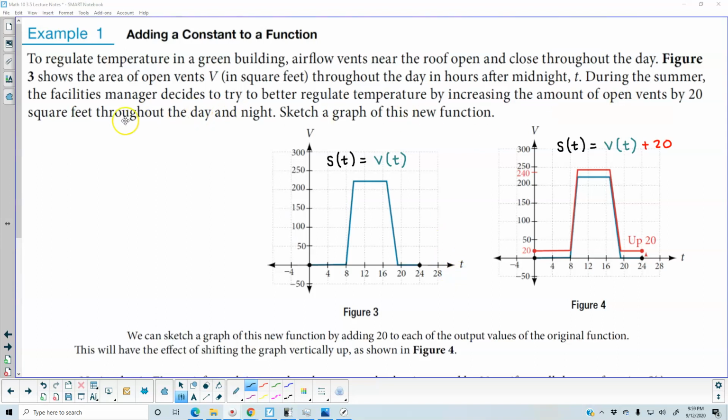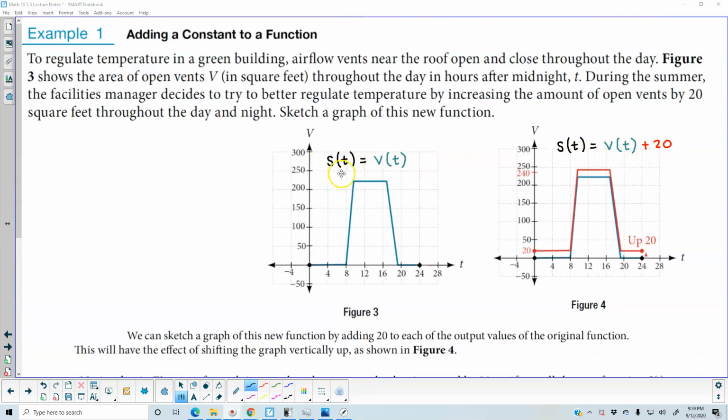Now, during the summer, the facilities manager decides to try to better regulate temperature by increasing the amount of open vents by 20 square feet throughout the day and the night. We want to sketch a graph of this new function. So if you take a look at the original function, which was in blue, we wanted to increase the open vents by 20 square feet. So if you notice, we're moving up this entire graph 20 feet.